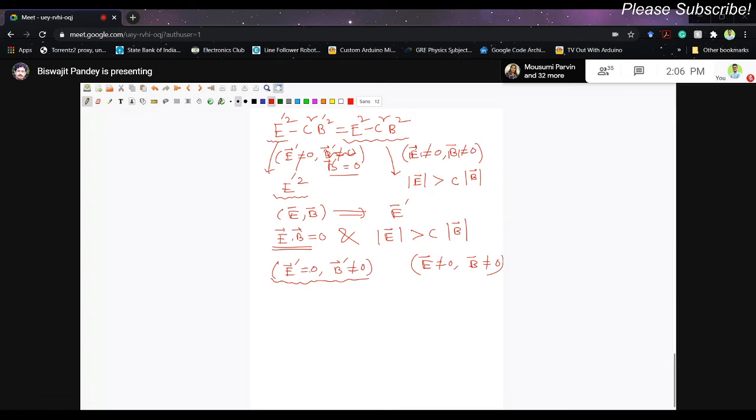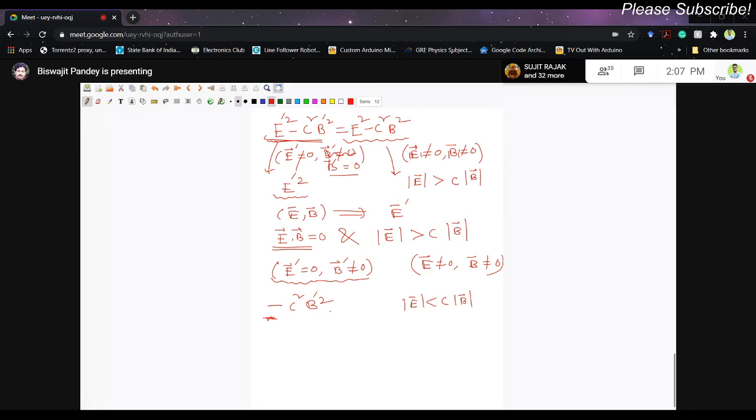That means if I put down the values of E prime and B prime in the invariant left hand side, I get minus C square B prime square. This is a negative quantity, because negative of some square is a negative quantity. So it immediately implies that the quantity on the right hand side has to be negative, and that is only possible if we have mod of E less than C times mod of B. That will make the quantity E square minus C square B square negative.